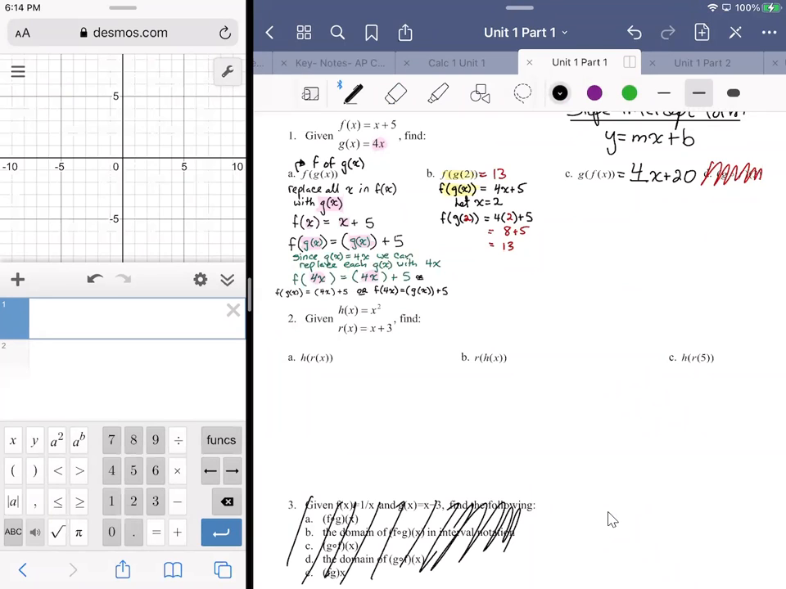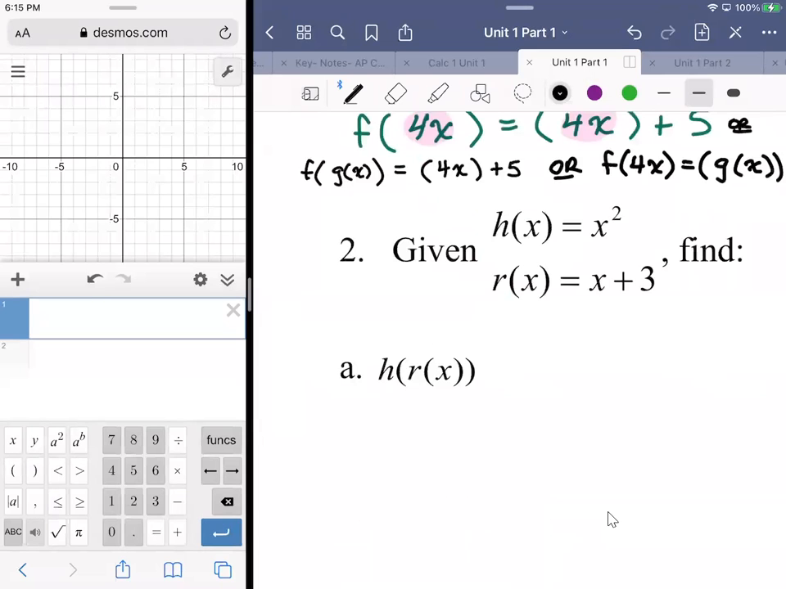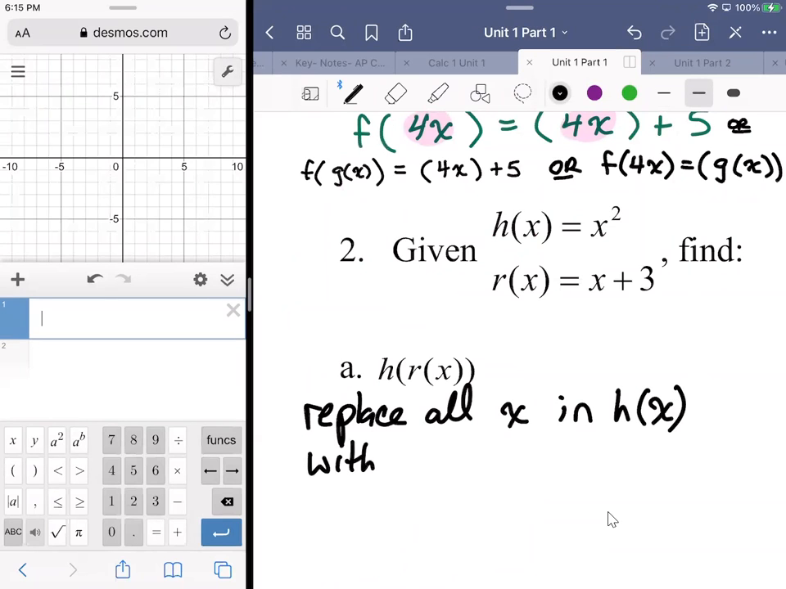Again, I'm going to do what I did with number 1 and say in words what this really means. What this is telling us to do is replace all x in h of x with the function r of x. That's what this notation is telling us to do.